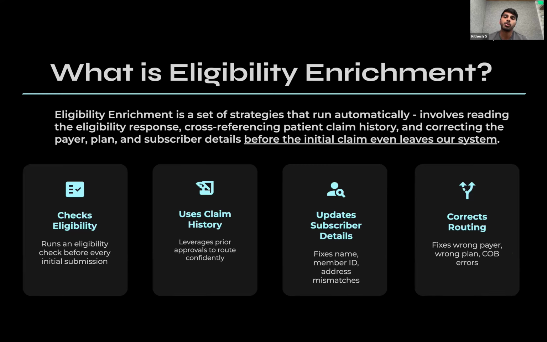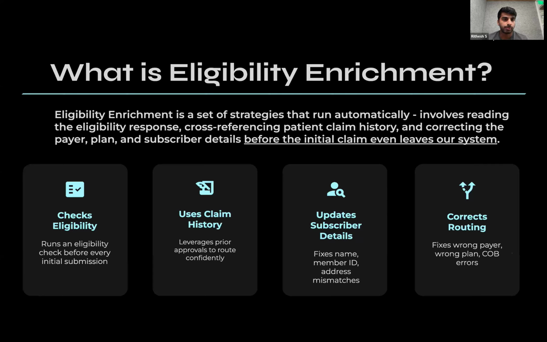So what we try to do is, like I said, leverage a lot of the data that we have. So it involves reading the eligibility check response, cross-referencing the patient's claim history. Obviously, a lot of these plans and insurances are very patient specific, right? So you want to be as specific as possible when it comes to making any changes, and then correcting the payer plan and subscriber details before the initial claim even leaves our system. So this is way before even the clearinghouse is rejecting us, right? We want to make sure that the claim goes out correctly to the right payer.